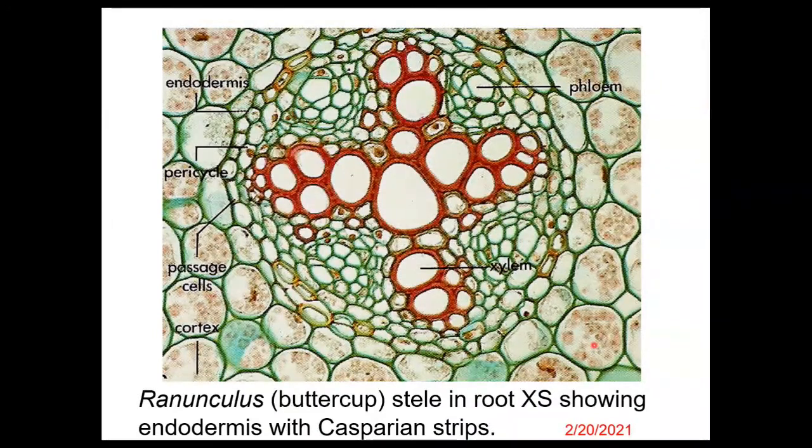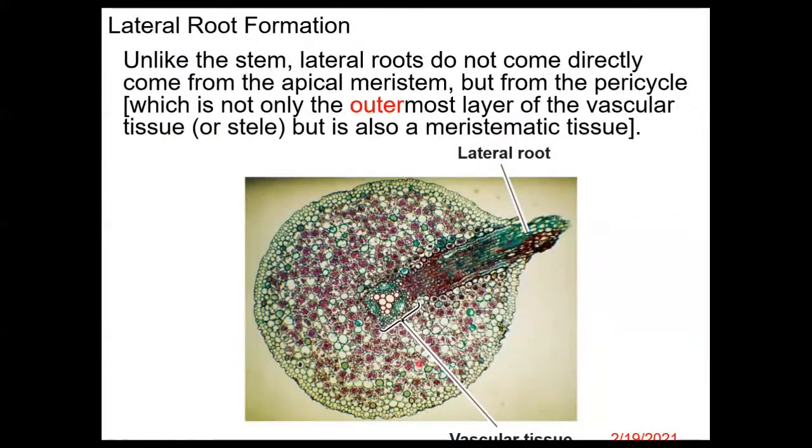All right, now this stele has only 3 arms instead of 4, like we just saw, but what it's showing is that the lateral roots are emerging from the pericycle. That is the primary function of the pericycle tissue, which is the outermost layer of the stele. It's also meristematic. That means it's capable of dividing, and that's exactly what it's doing.